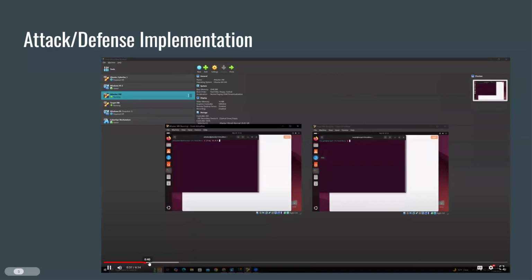First, we're testing whether the network and the pinging are working correctly. As you see, we're pinging each other. The left side is the attacker, and the right side is the target. And as you can see, they both work correctly.